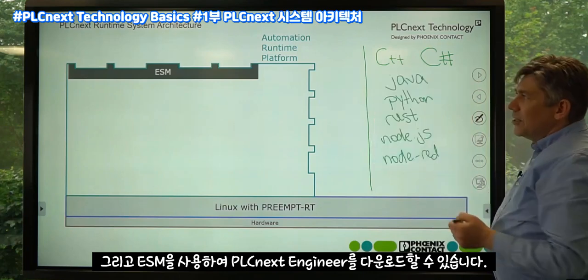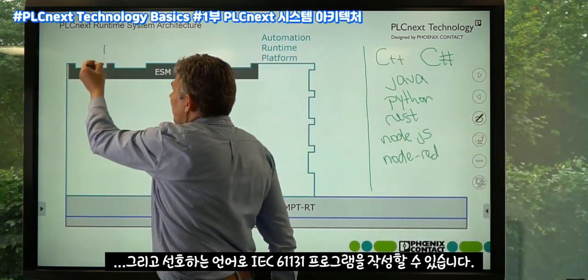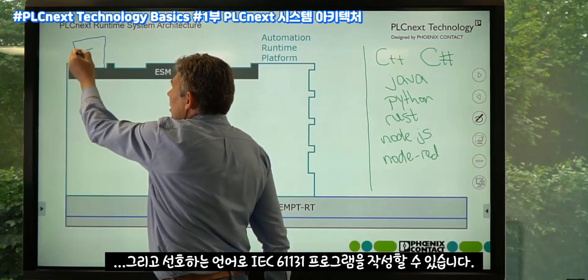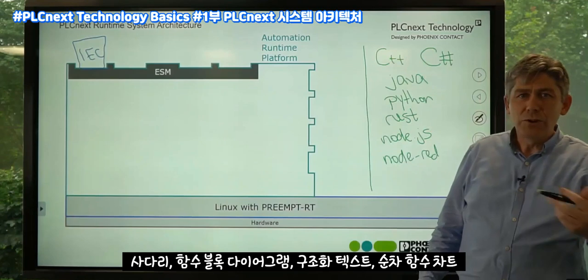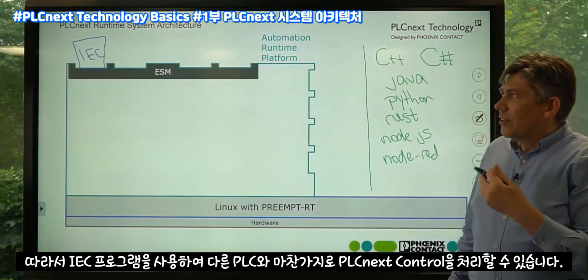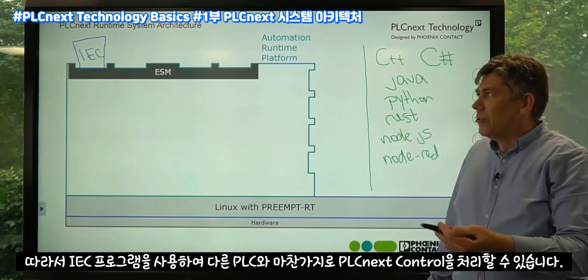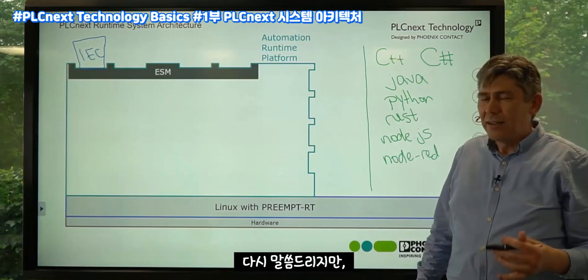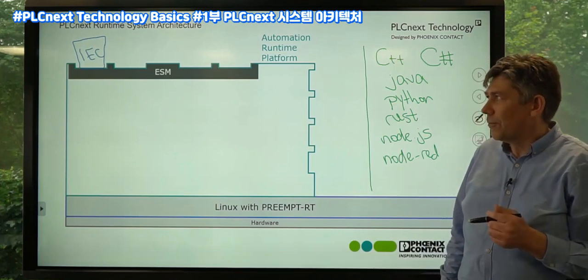So using the ESM, we can download PLCnext Engineer and we can write IEC 61131 programs using your favorite language: ladder, function block diagram, structured text, sequential function chart. So you can treat the PLCnext control just like any other PLC using your IEC programs. Again, if that's all you want to do with the PLCnext control, that's great, you can do that as well.